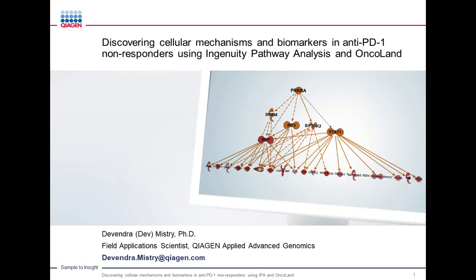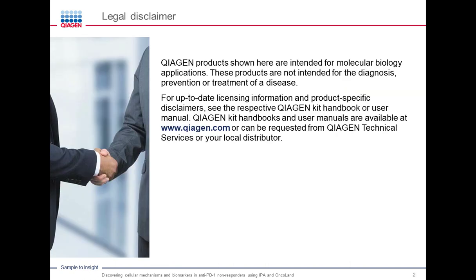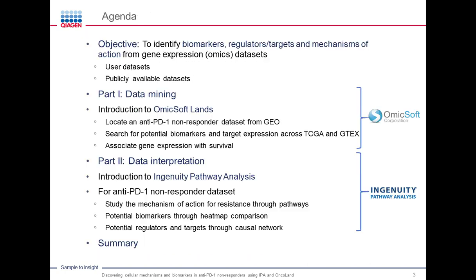In this presentation, we're going to talk about how Ingenuity Pathway Analysis software and OncoLens software can be used in combination to discover cellular mechanisms and biomarkers in an anti-PD1 non-responder dataset. Just a quick legal disclaimer: the products I'm going to show you are meant for discovery purposes as opposed to diagnostic purposes.